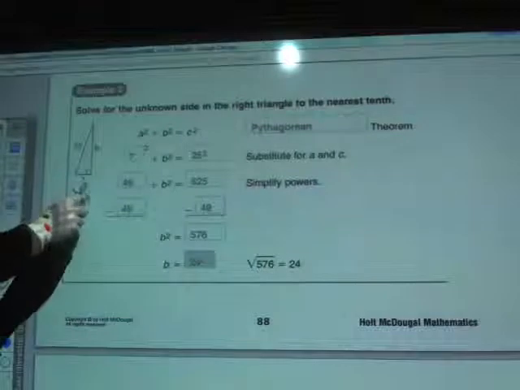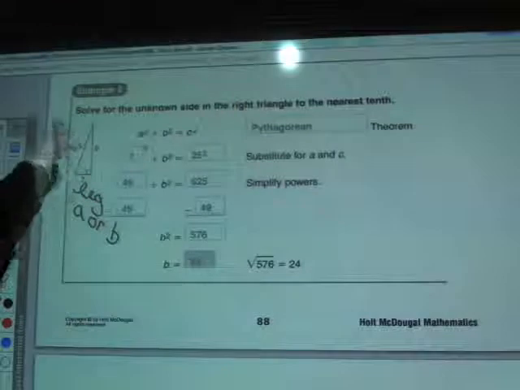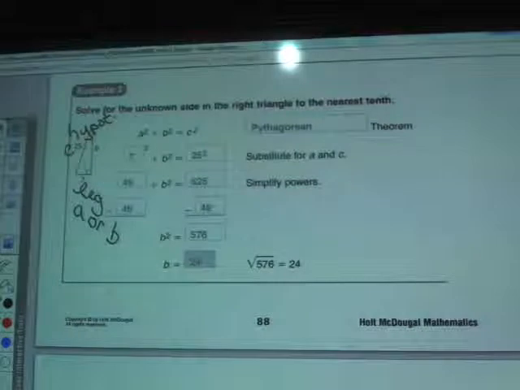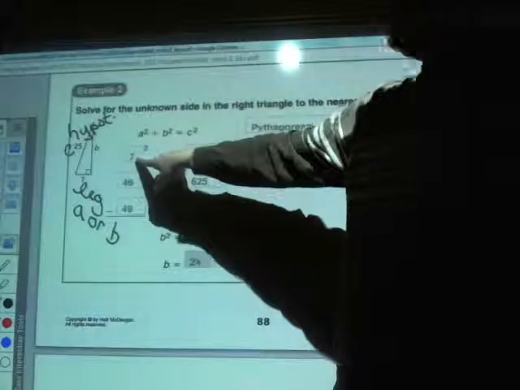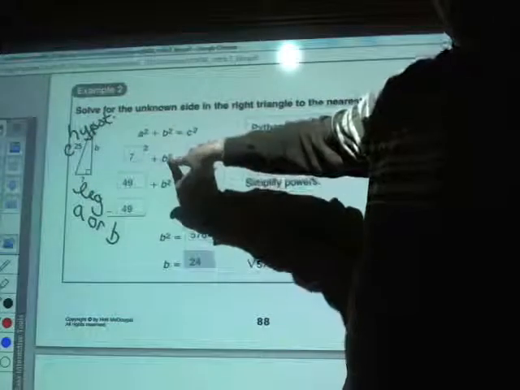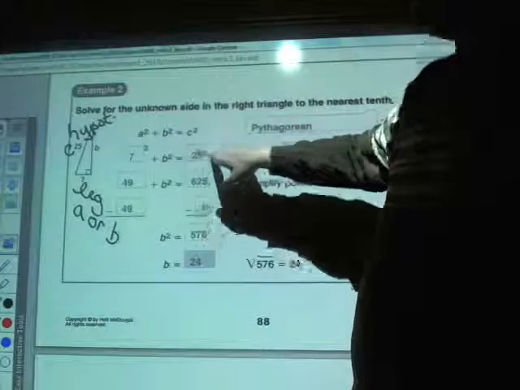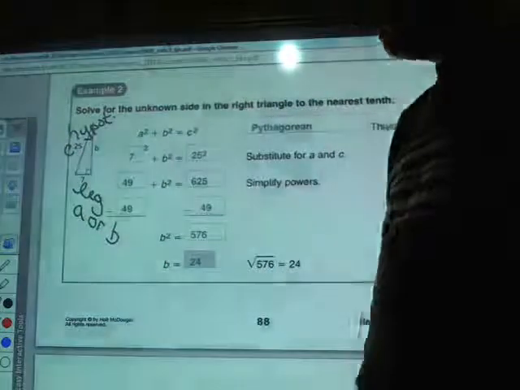Okay, so we know this guy here is a leg. He's a or b. It doesn't matter. This guy here, 25, he's the hypotenuse. That's c. All right, so let's plug some numbers into our formula. The first thing we've got is one of the legs squared. They decided to call this a, so a is going to change into 7. So legs squared plus the other leg squared. Now, we don't know that guy, so that's just going to have to be b squared right now. And that's going to equal the same thing as the hypotenuse squared, c squared, 25 squared.